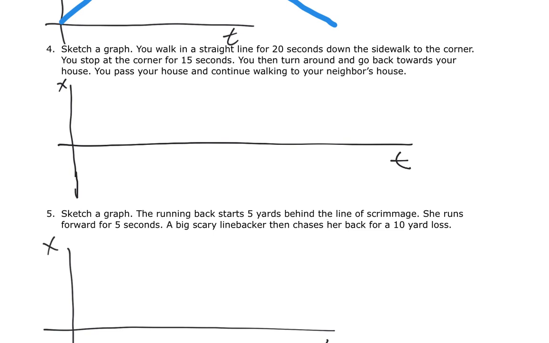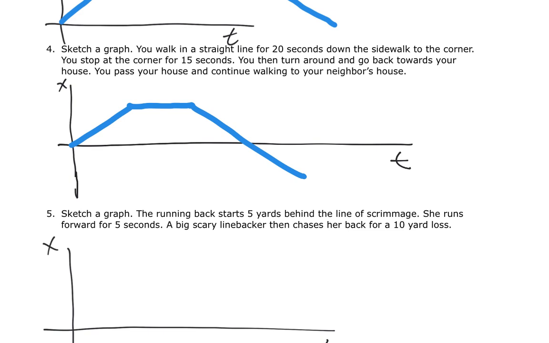So you walk in a straight line for 20 seconds. There we go. I'm walking at a constant speed for 20 seconds. I get to the corner. I stop at the corner for 15 seconds. There we go. I've stopped for 15 seconds. Then I turn around, I go backwards. I get to my house, which is at the axis here, but I go past it. And that's not a very good straight line. So let's see if I can fix that up a little bit.